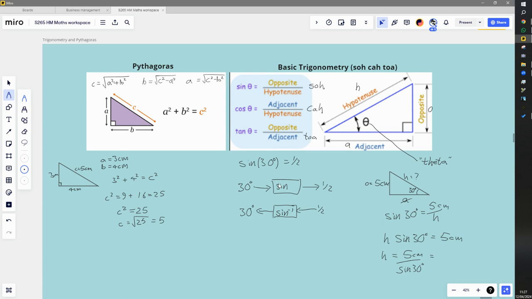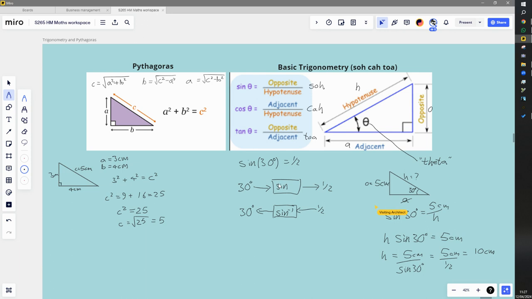But if it's a different angle, we just type in sine, whatever. If it was sine 45, for example, you'd type in sine 45 in your calculator. So it's going to be 5 centimeters divided by a half. If you put that in your calculator, you'll find out it is 10 centimeters.